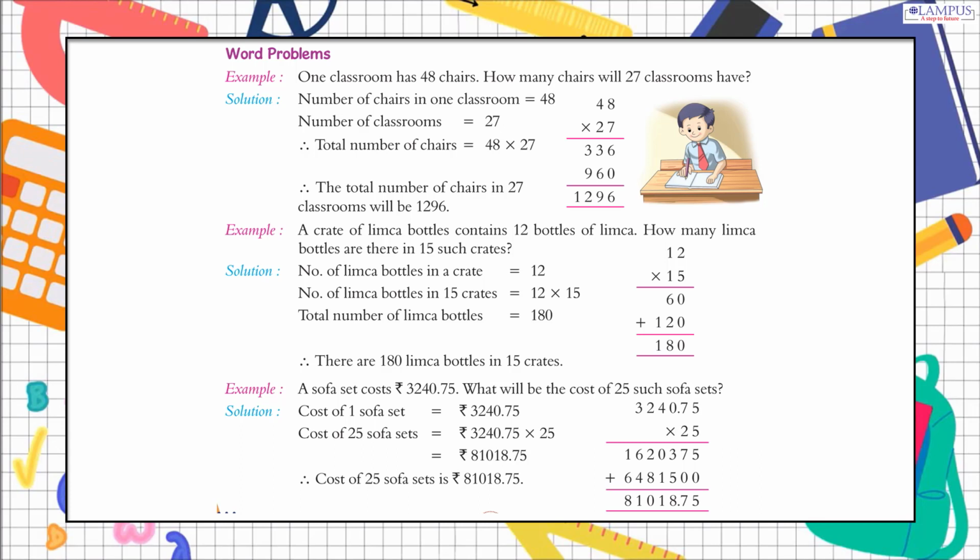Example: a sofa set costs rupees 3240.75. What will be the cost of 25 such sofa sets? Solution: cost of one sofa set equals rupees 3240.75. Cost of 25 sofa sets equals rupees 3240.75 times 25 equals rupees 81,018.75. Therefore, cost of 25 sofa sets is rupees 81,018.75.